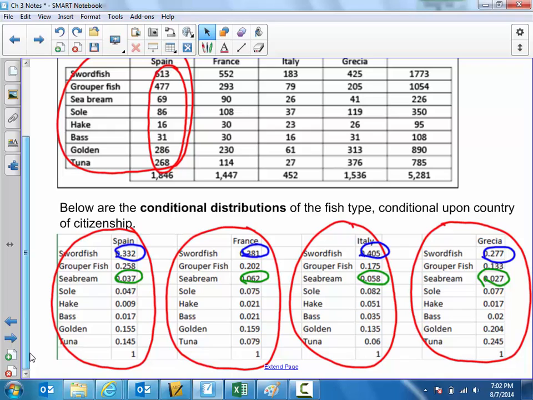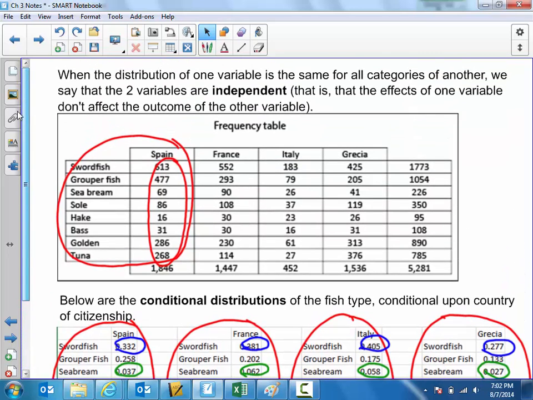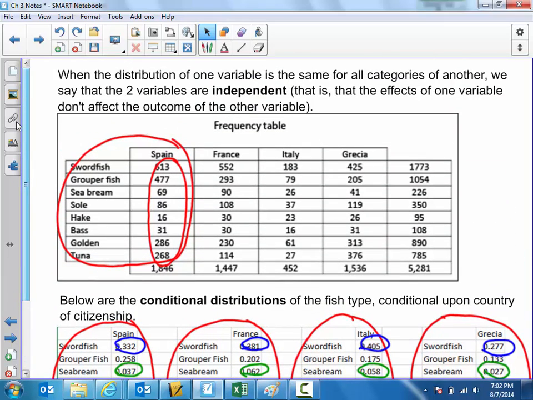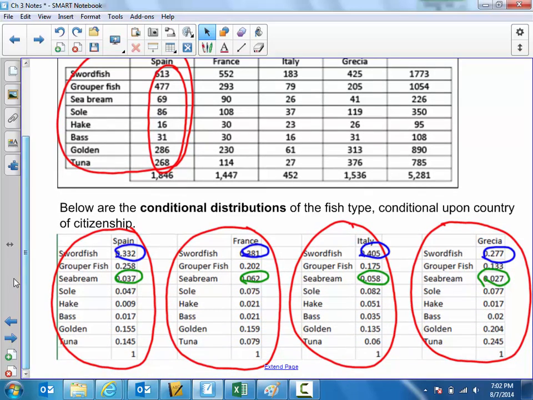And then when you jump to Italy, you see another increase. Over 40% of the people in Italy prefer swordfish compared to just over 33% in Spain. So what does that mean? Well, it looks like the variables country of citizenship in the very top row here of our contingency table and preferred fish type in the very first column, it looks like they are not independent. Again, that means that the data values of one variable seem to affect the data values of the other.